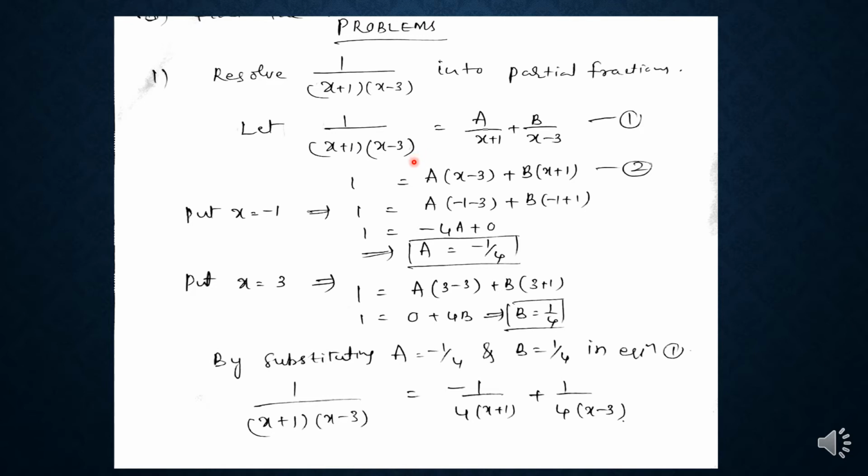If it is a non-repeated linear factor, if two linear factors are there, then we can write it as a by ax plus b plus b by bx plus c, like that. So here we have two linear factors, that's why we take two fractions, a by x plus 1 plus b by x minus 3. So after writing the fractions like this, by taking the LCM, then equate the numerators and find the values of a and b by substituting the zeros of x. Then substitute a and b values in the first equation.